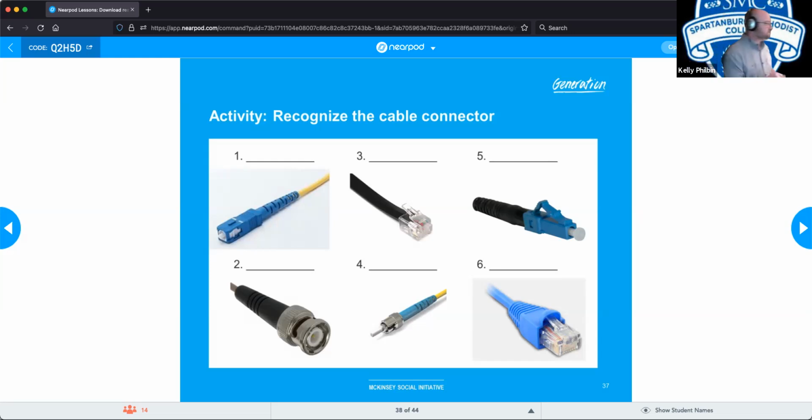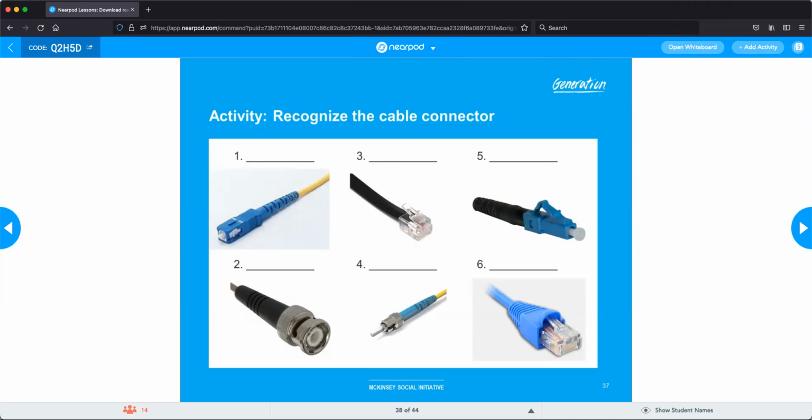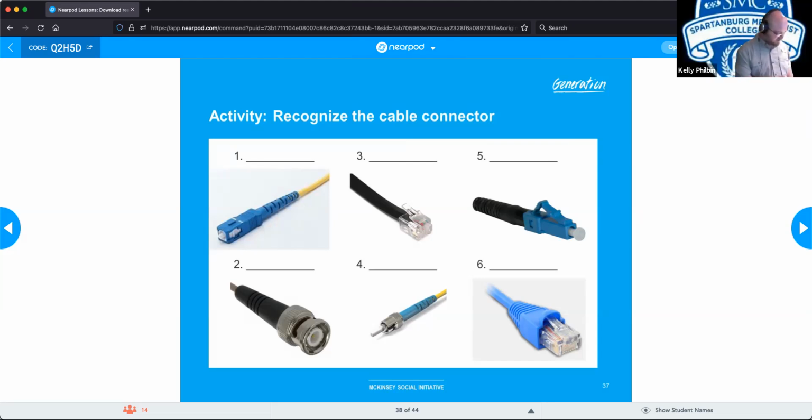Chris, what is number 1, please? Square connector. Square connector. Very good.